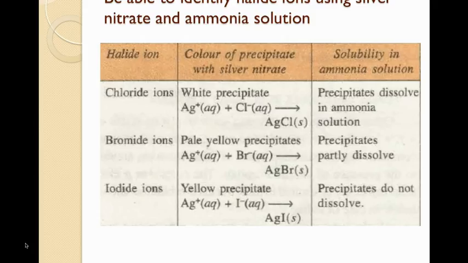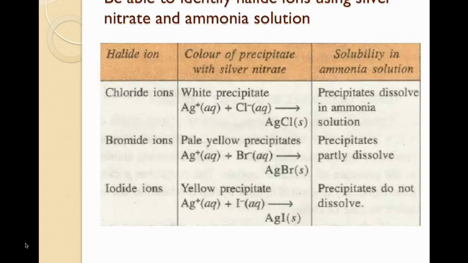For example, if we add silver and chlorine, we get a white precipitate. If we add silver and bromine, we get a pale yellow precipitate. And if we add silver and iodine, we get a yellow precipitate. Now, these can be observed simply by color.